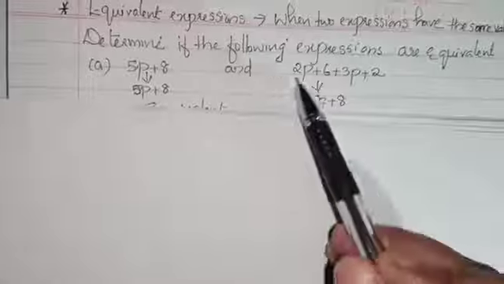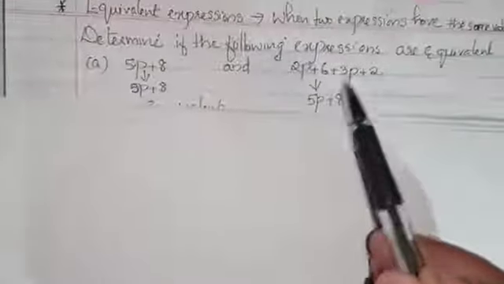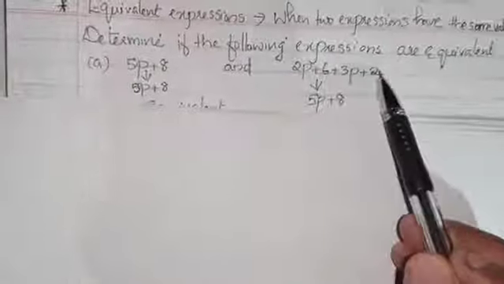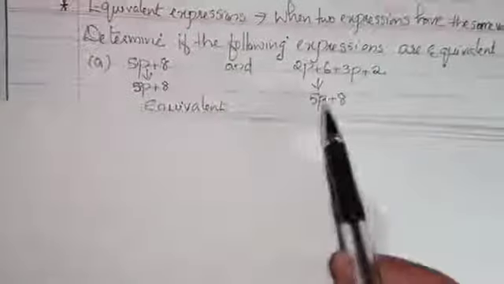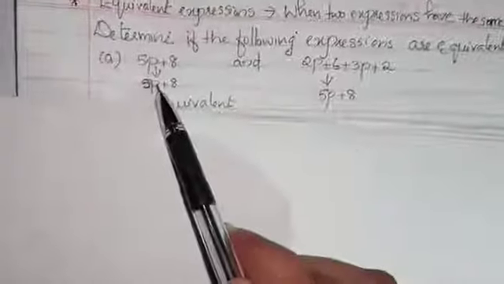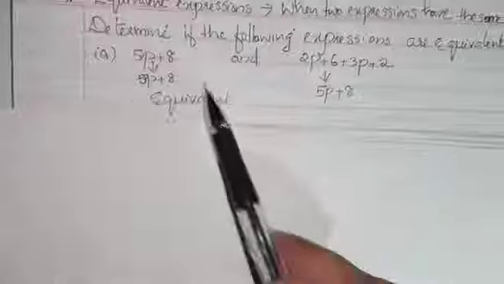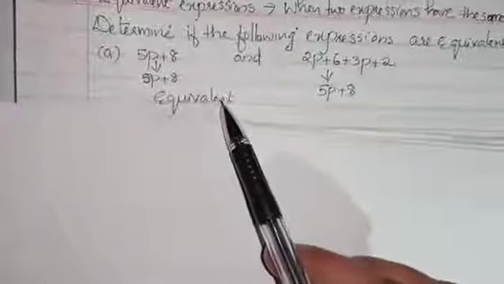You add 2p and 3p. 2p plus 3p is 5p. 6 plus 2 is 8. So these two expressions are same. 5p plus 8 and 5p plus 8. So the given expressions are equivalent.